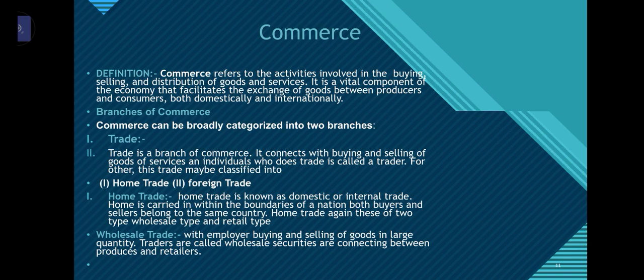Trade is classified into two types: home trade and foreign trade. The home trade is known as domestic and internal trade. It is carried on within the boundaries of a nation. Both buyer and seller belong to the same country. The first one, wholesale trade, involves buying and selling goods and services in large quantities. The wholesaler is the connecting link between producers and retailers.